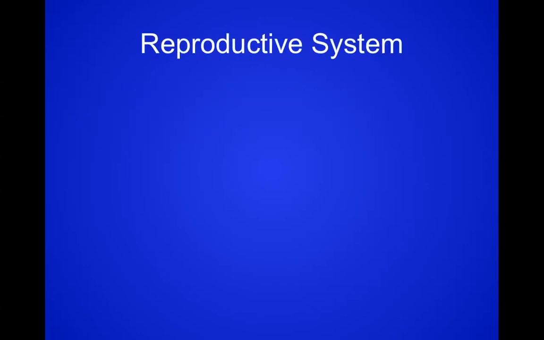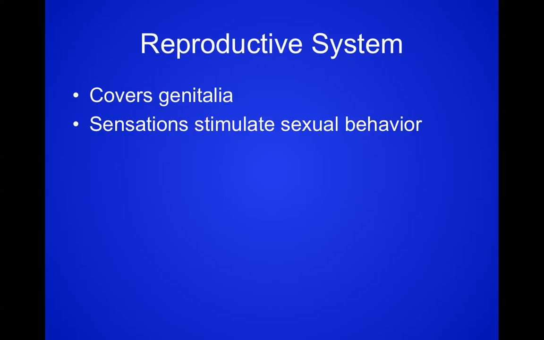With the reproductive system, yes, the integument does play a role. First of all, it does cover our genitalia. The sensations provided in the integument actually stimulate sexual behavior. And when we do have a new baby organism, new human, the mammary gland secretions actually allow us to nourish our young. So at this point, you should have the first column of that homeostasis chart filled in.